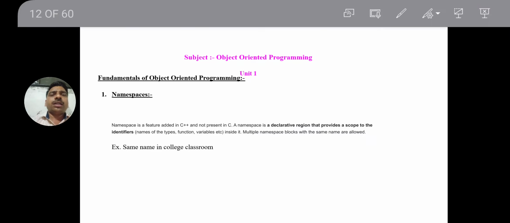Hello friends, in the last lecture we have seen the basics of object oriented programming language, and also the differences between procedure oriented programming language and object oriented programming language. Now in this lecture we will see the different fundamentals of object oriented programming language, that is, what are the different basic things inside the object oriented programming language.